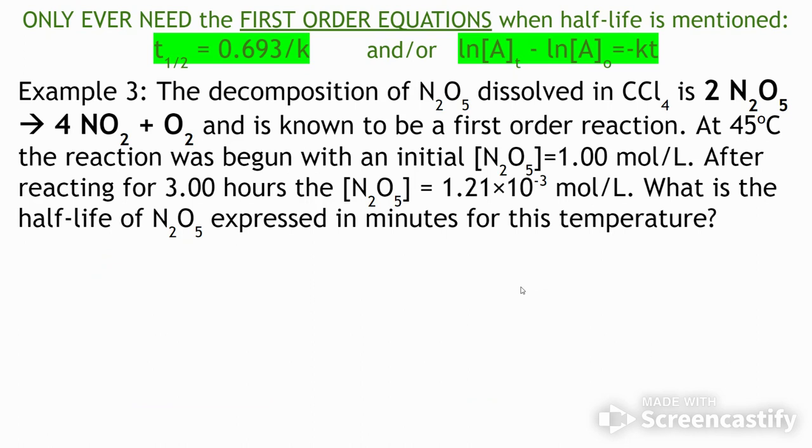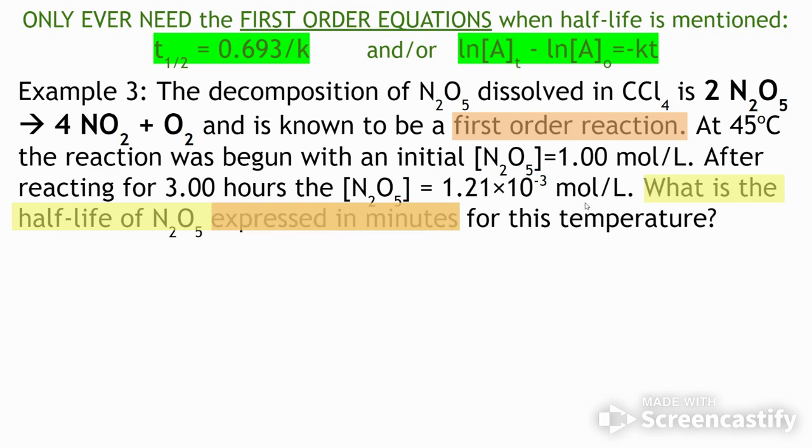So at a specific temperature, the reaction was begun. We have an initial concentration. After reacting for 3 hours, we have a final concentration. It asks us what is the half-life of N2O5 expressed in minutes. So first thing we needed to notice was that first order reaction, then it's asking us for the half-life equation.